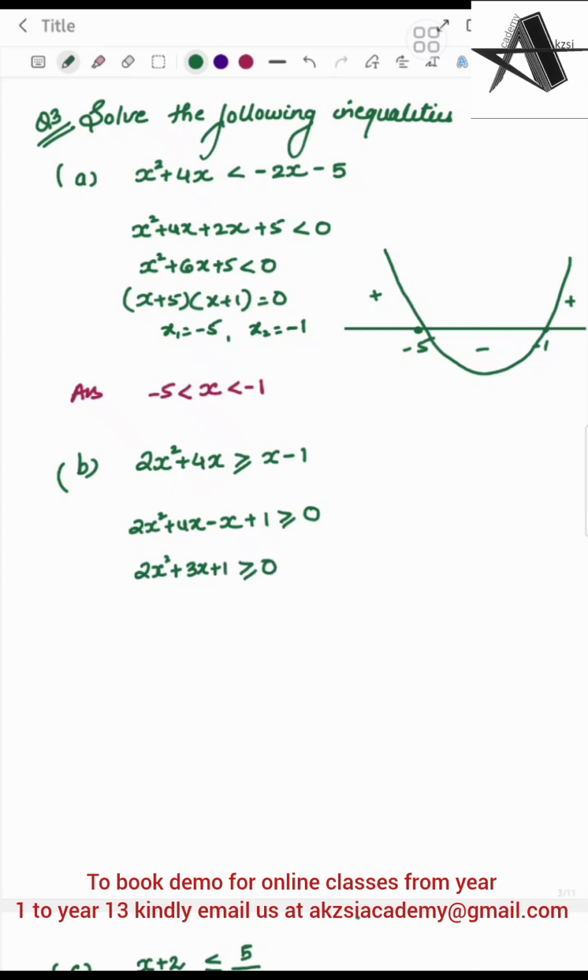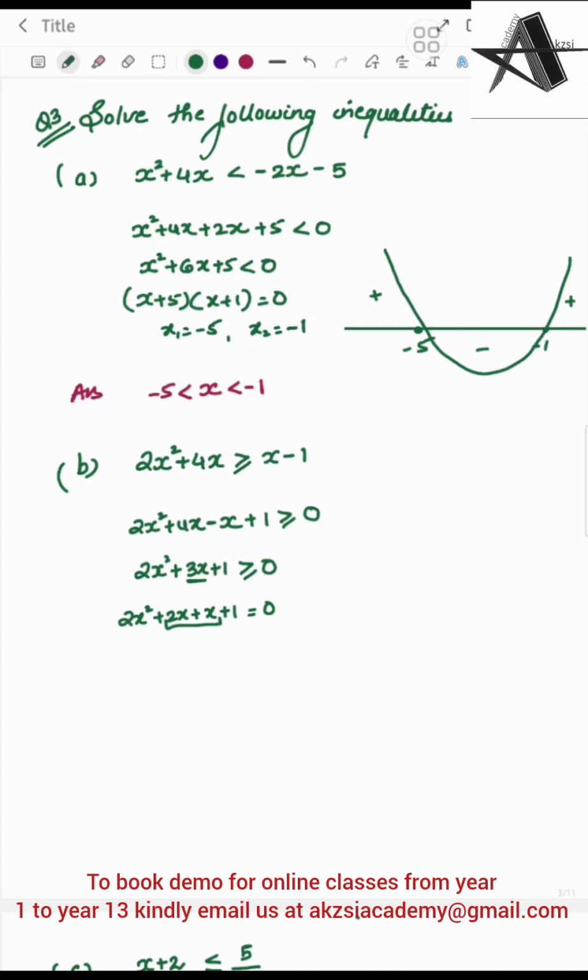It's very simple. Product should be 2 and sum should be 3. Yes, 2 and 1. That's it. But the coefficient of x squared is 2, so I can't write (x plus 2) and (x plus 1) as my factors. I need to split the middle term. So 2x squared plus 2x plus x plus 1 equals 0.